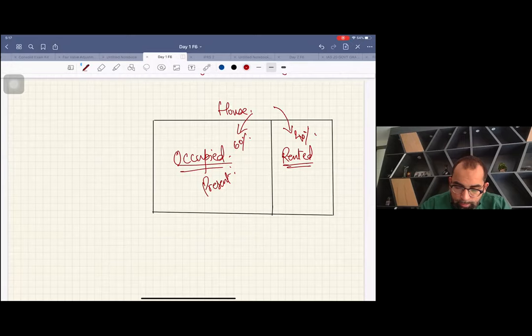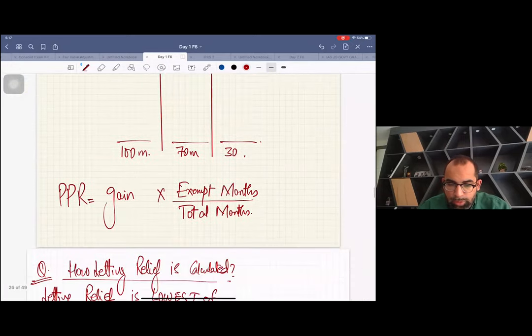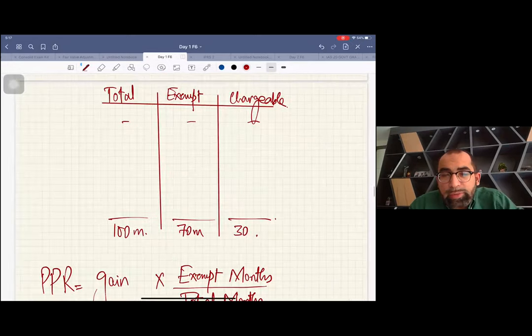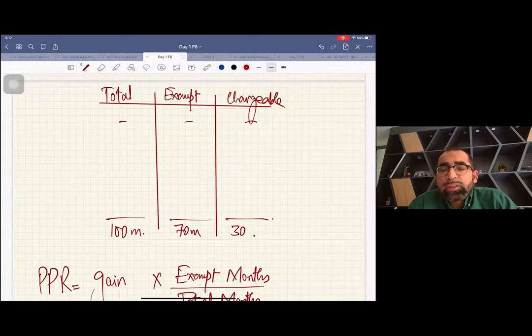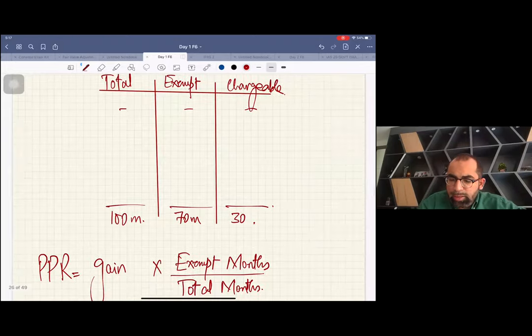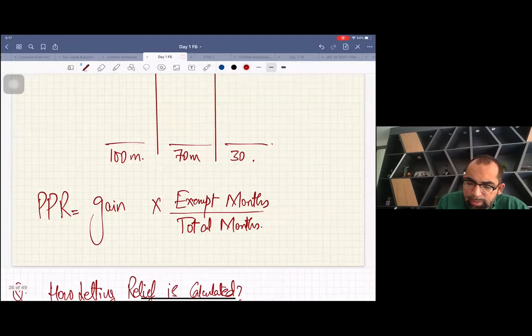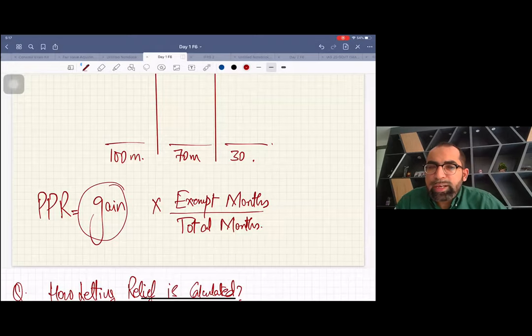Listen. Definitely you have done this course before. So these are the three columns in PPR: the total months, exempt months, and chargeable months. How do you calculate PPR? Simply, the formula of PPR is gain multiplied by exempt months divided by total months.